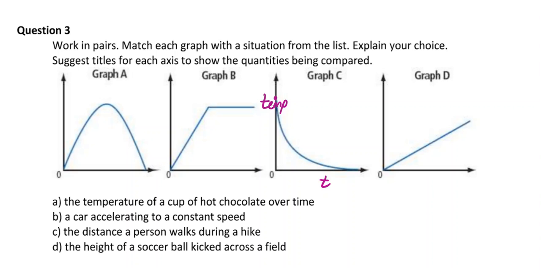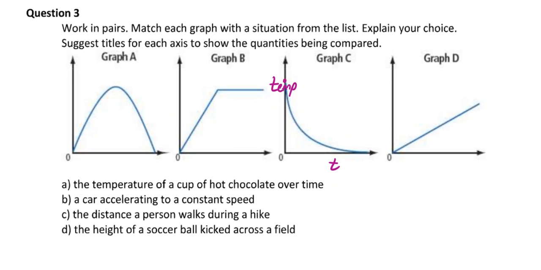So good one. Okay, a car accelerating to a constant speed. This one might be a little bit tougher. D, we think. No, it's E. No, because it says to a constant. So if it's a constant speed, it doesn't go any faster. All right, let's think about this one. A car accelerating to a constant speed. This wouldn't make any sense if this was distance and this was time. But what if this was speed and time? That would make a bit more sense, right?